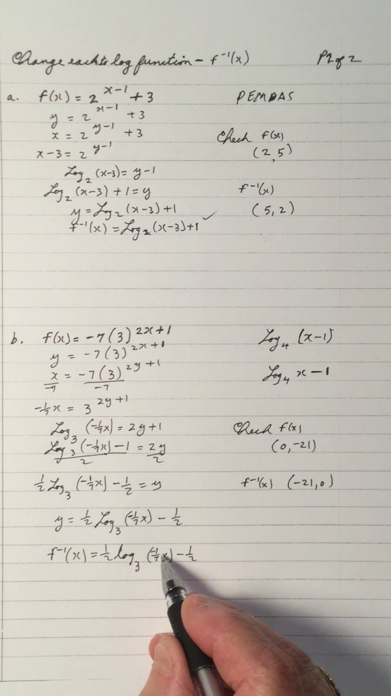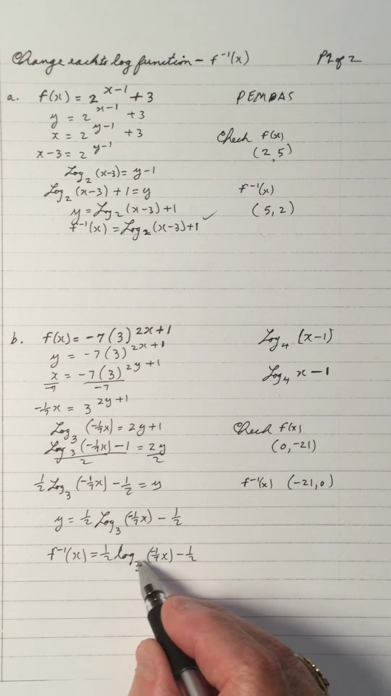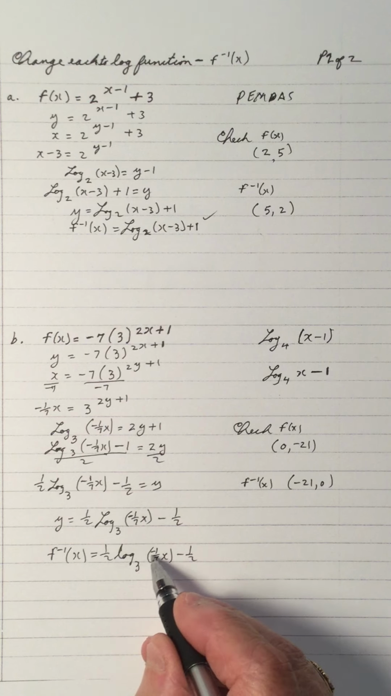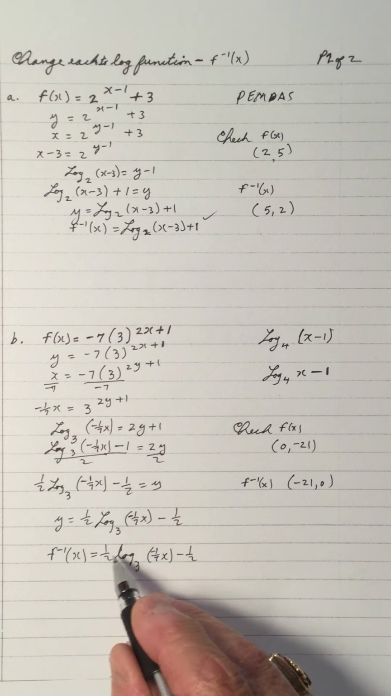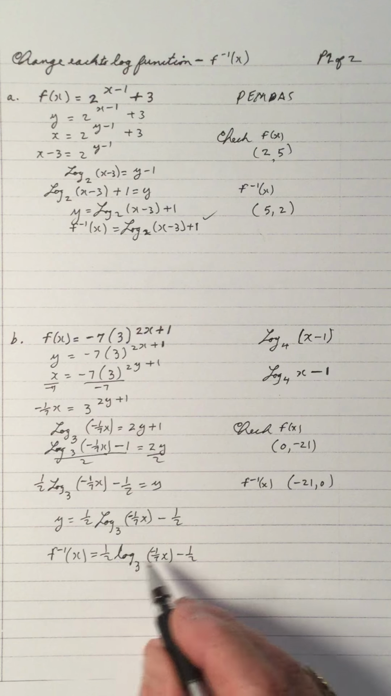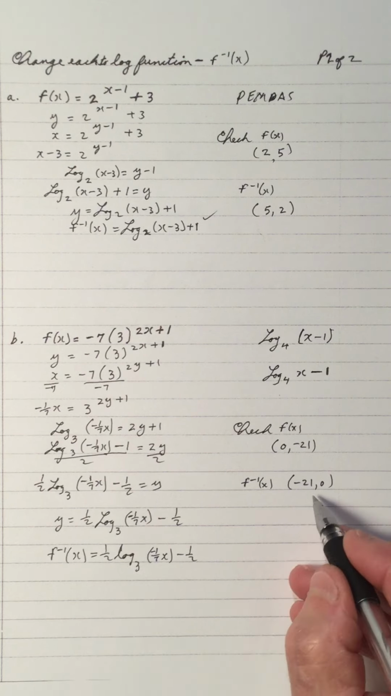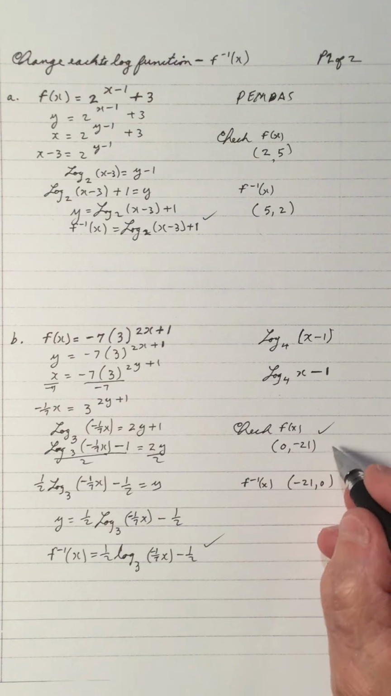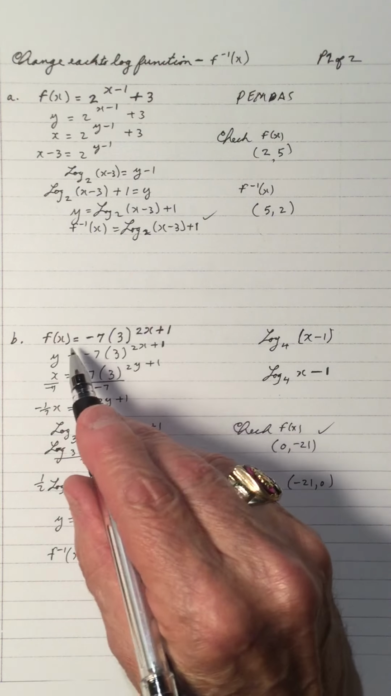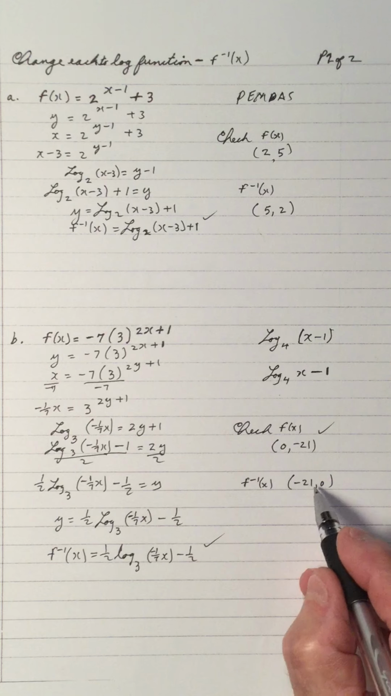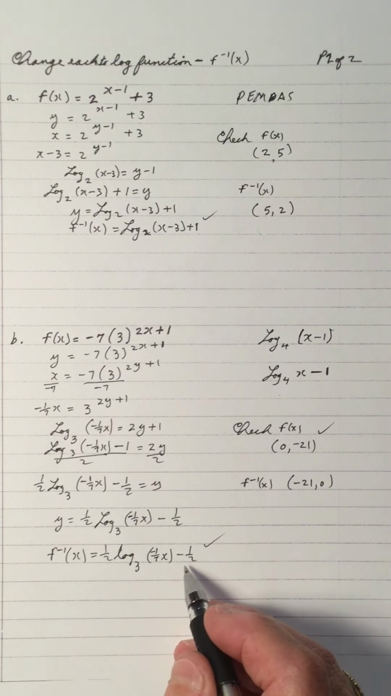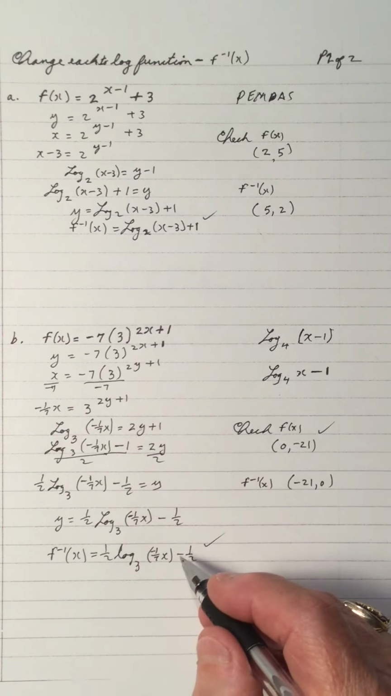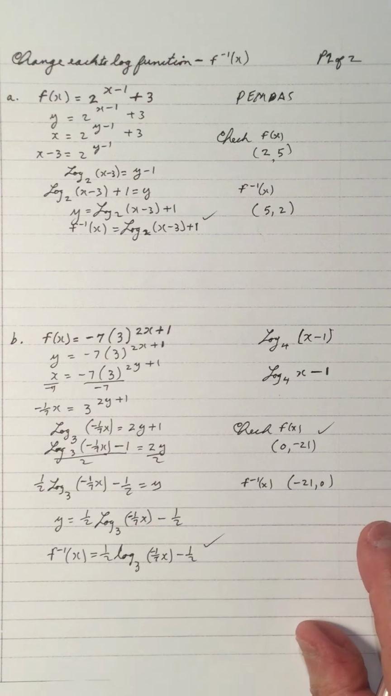-1/7 times -21 is a 3. And the log of 3 base 3 is a 1. A half times 1 is a half. And a half minus a half is 0. So again, this fits. So I checked it with this. This point satisfies the exponential, and this point satisfies the logarithm. So that tells me I have the inverse done correctly.